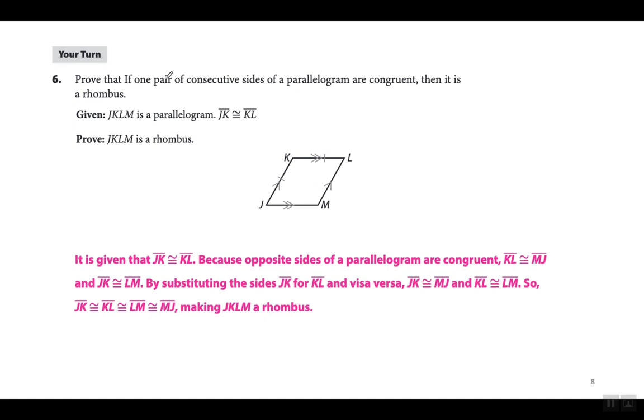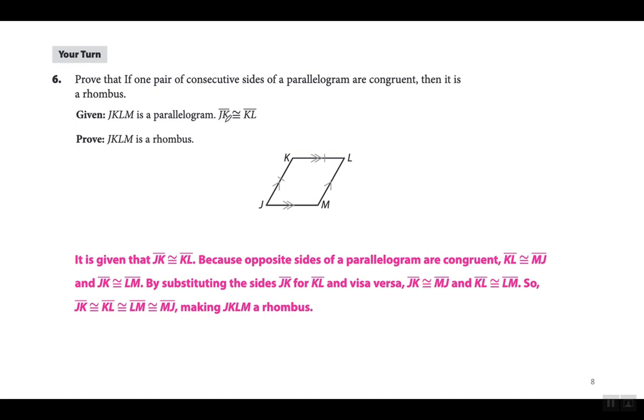All right, so prove that if one pair of consecutive sides of a parallelogram are congruent, then it is a rhombus. Tenemos que comprobar que si un par de lados consecutivos de un paralelogramo son congruentes, que tenemos un rombo.